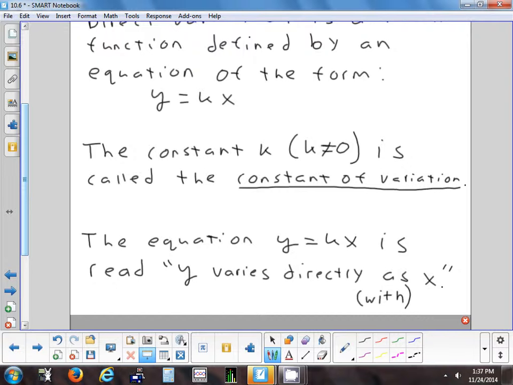So for our earnings problem and the number of hours Peter worked, you could say the earnings Peter had varied directly with how many hours he worked. His earnings varied directly with the number of hours he worked. So what that means is more work, more money. Less work, less money.